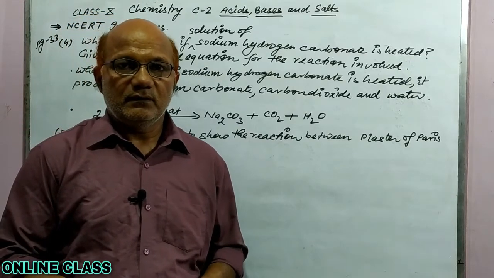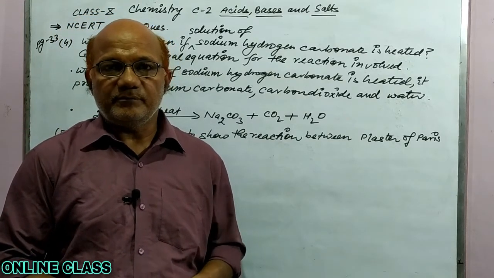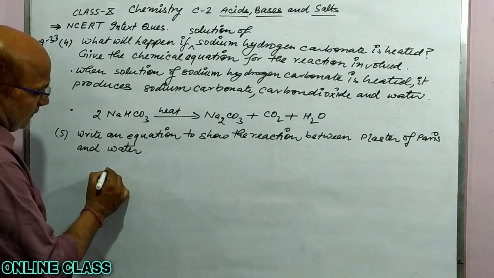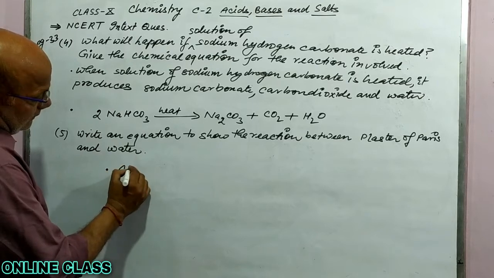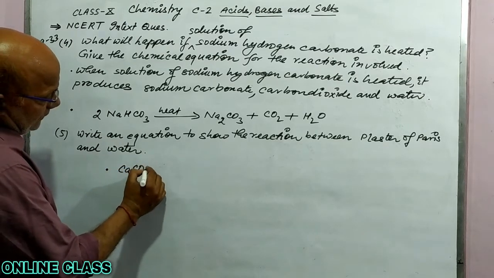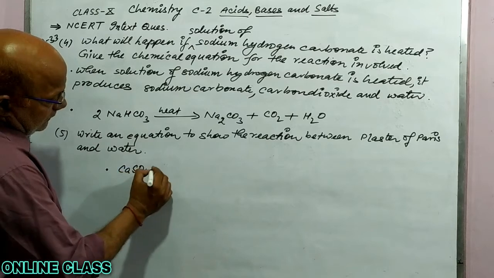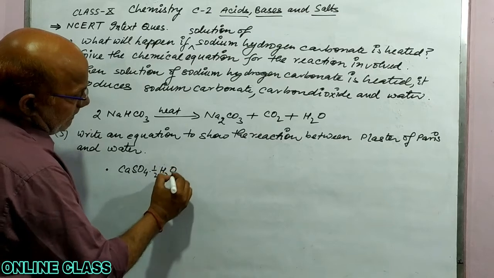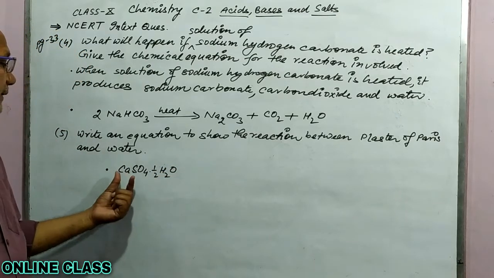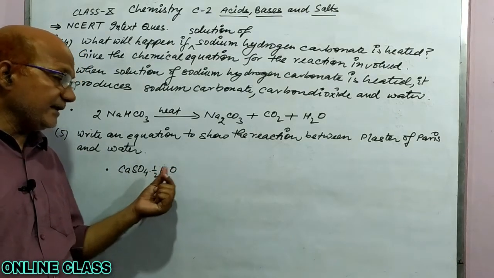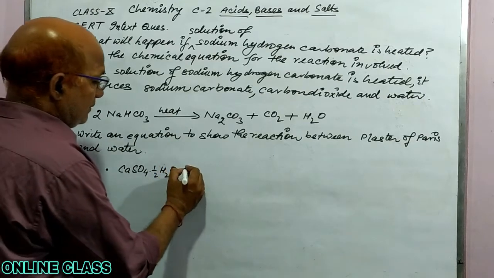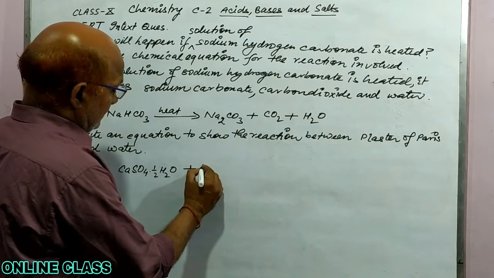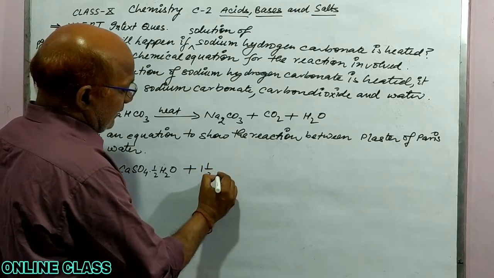So, first of all, can you tell the formula of plaster of Paris? This is actually CaSO4 dot half H2O. This is calcium sulphate hemihydrate, and this is plaster of Paris, and it reacts with water, 1 and a half H2O.